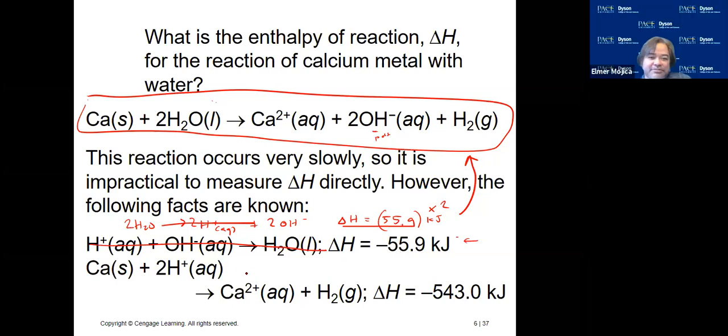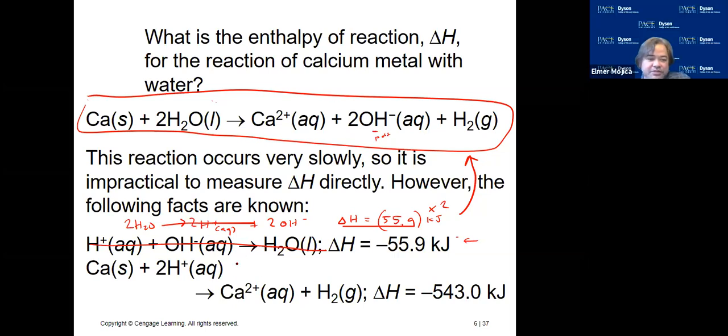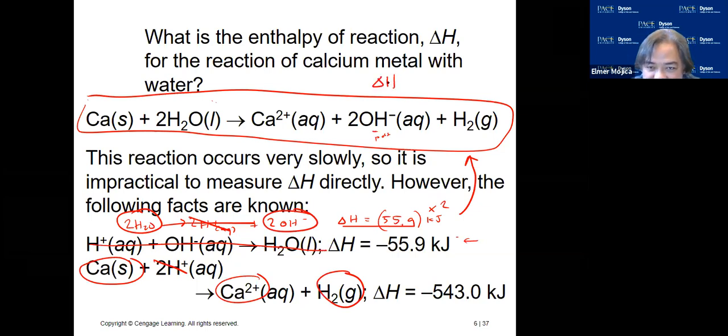Because if you multiply this by 2, what will happen? You multiply this by 2, I can remove the 2H plus here because they are on both sides. So leaving me with this and this as the product side, a reactant side, and this one, and the OH minus in the product side. Now, what will be my delta H?